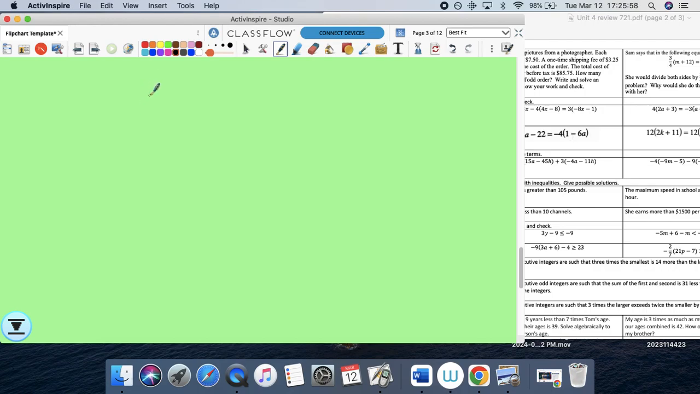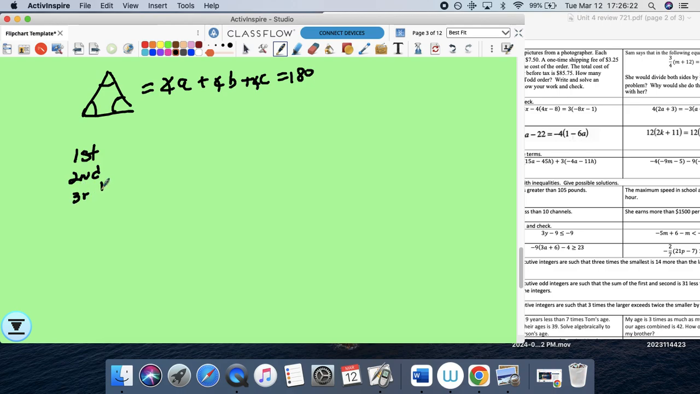Okay, triangle. We're talking about angles. So in this particular case, you have to know that in any triangle, we have 3 angles. So angle A plus angle B plus angle C will always equal 180 in any triangle. So we have first angle, second angle, and third angle. It says the second angle of a triangle is the same size as the first. So if the first is x, the second is x. The third angle is 12 degrees larger than the first. How large are the angles?